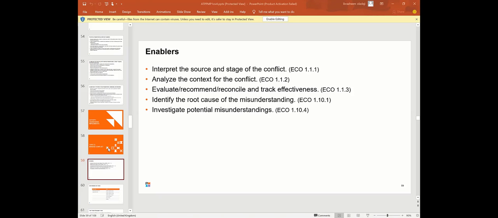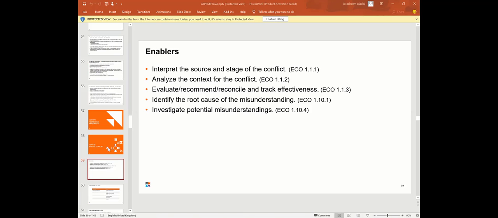And then you analyze the context. What is the reason the conflict is happening? Maybe it's between groups. What exactly is one group asking of the other, or what exactly is wanted from one group? So then evaluate, recommend, reconcile, and track effectiveness: assess what can be a solution to reconcile the groups or team members involved in the conflict, and see how effective whatever you recommended as a solution would be.